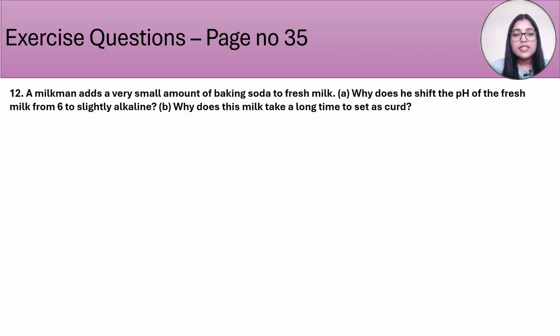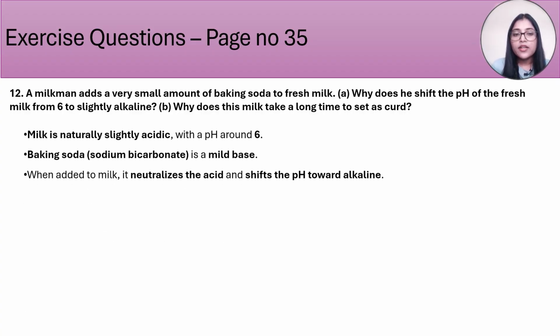So the pH is going from 6 to 4.5 or 5. Next question says a milkman adds very small amount of baking soda to fresh milk. Why does he shift the pH of this fresh milk from 6 to slightly alkaline, and why does this milk take a long time to set as curd when compared to the fresh milk? So milk is slightly acidic, so it has a pH around 6. Baking soda on the other hand is a mild base. When this mild base is added to my acid, the pH slightly shifts towards alkaline.